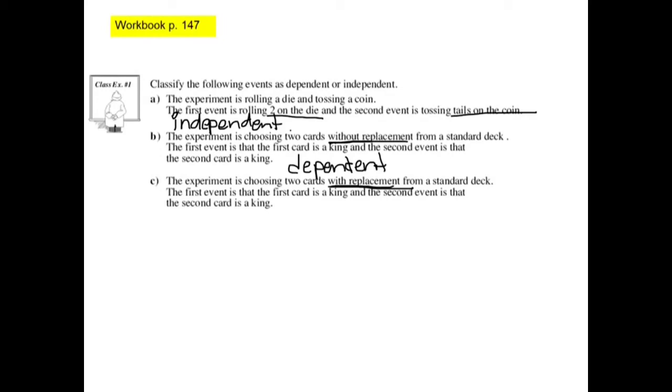So in the first event you had 52 cards, in the second event you had 52 cards. So it doesn't really matter if you select the king the first time around. It has no effect on selecting a king the second time around, not like this one here in B, where if you take a king out and you leave it out of the deck, that means you have fewer cards to choose from.